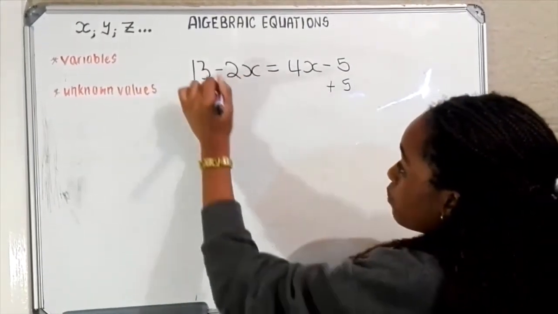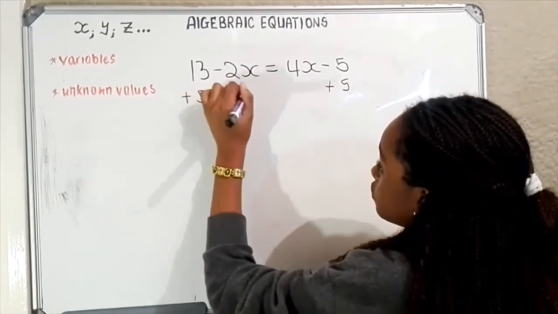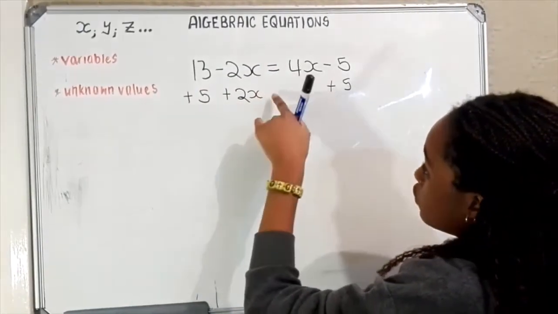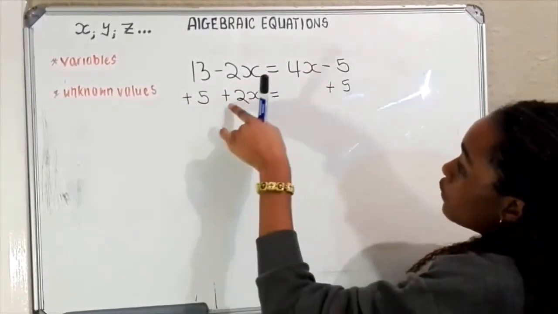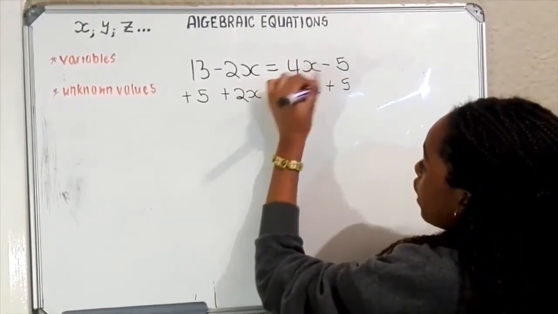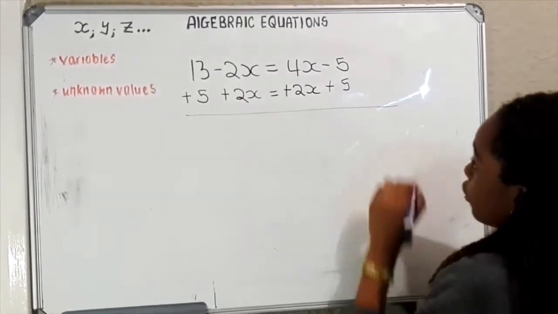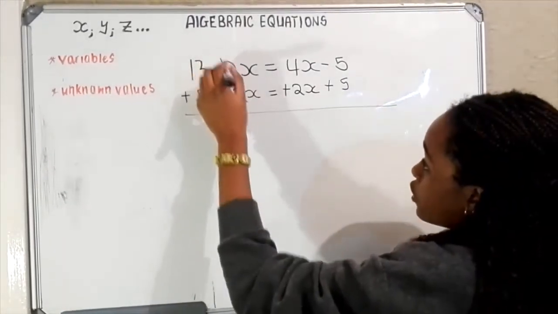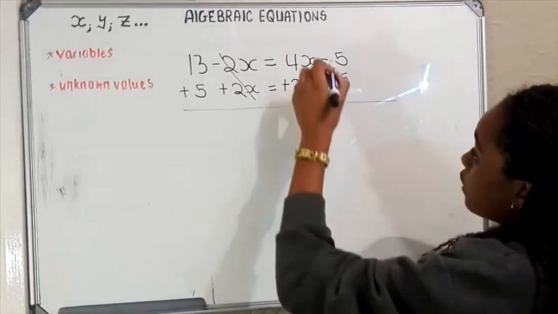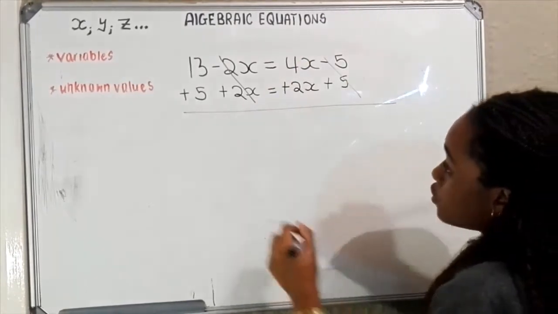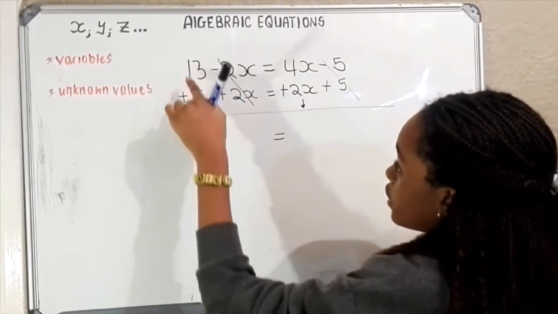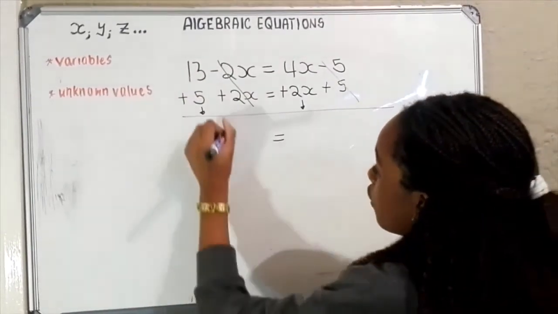And I'm going to plus 2x over here, because the inverse of subtraction is addition. Let me put my equal sign there. Whatever I do on this side, I must do on this side as well, so I'll plus 2x as well. So this will cancel, minus 2x plus 2x is 0. And minus 5 plus 5 will also cancel. So all of this will come down over here. We'll have 13 plus 5, which gives me an answer of 18.